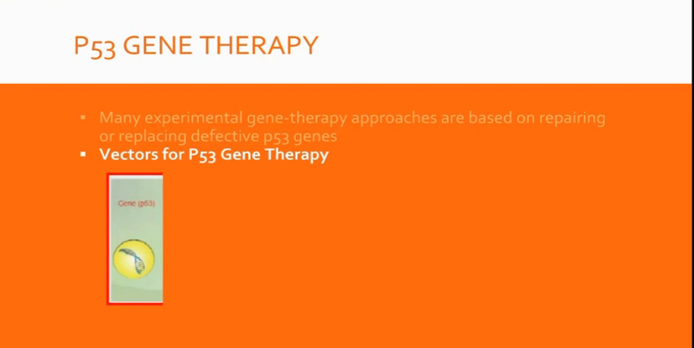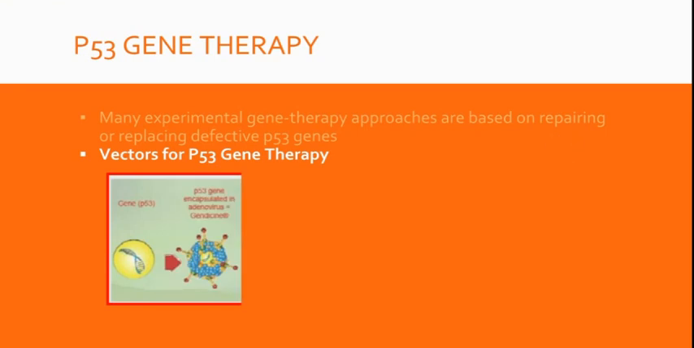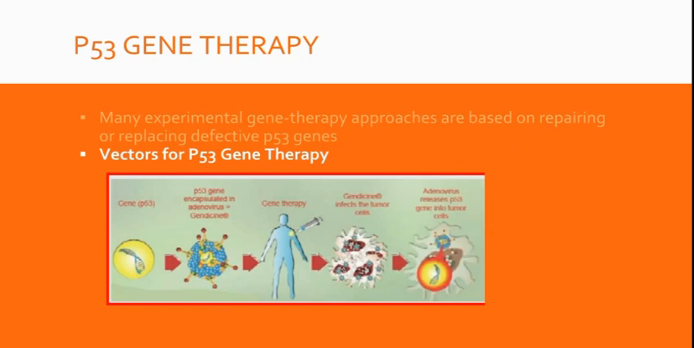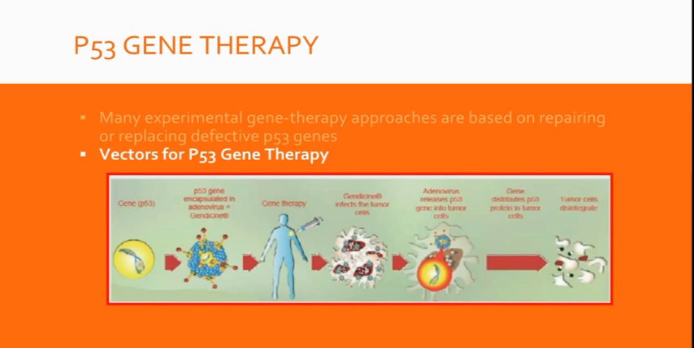So first, there's the P53 gene, and then the P53 gene is encapsulated in an adenovirus. After that, that's when gene therapy comes into play, and then that infects the tumor cells, which in turn releases the P53 gene into the tumor cells, and then the gene distributes this P53 protein into tumor cells, and then the tumor cells just disintegrate.